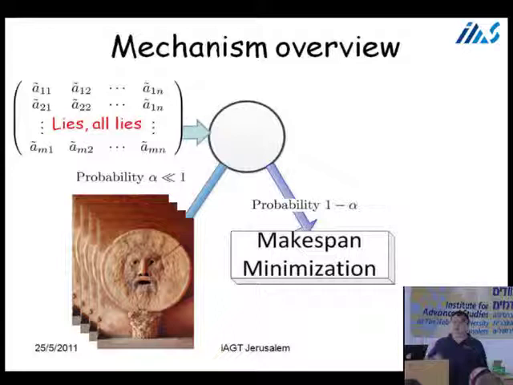If, by the way, the initial values are not on a grid, on a non-discrete grid, then we don't necessarily get something that's truthful in expectation, but we get an implementation in undominated strategies. Even if it's not truthful in expectation, you can only lie a very small amount. Therefore, what you really get is a good approximation of the makespan in non-dominated strategies.